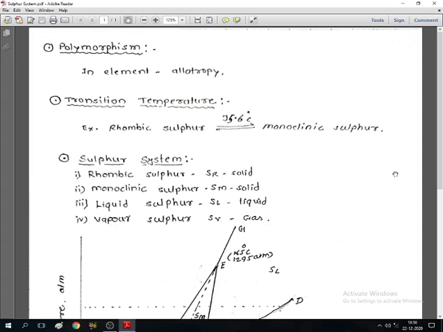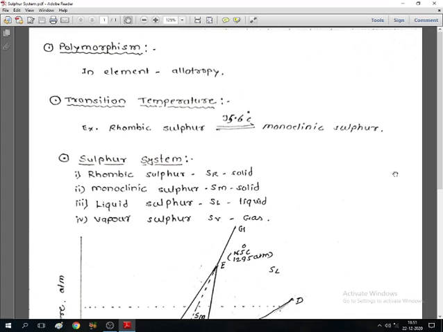For example, we know that sulfur exists in two forms, that is rhombic sulfur and monoclinic sulfur. These two sulfurs are solid in nature, but their physical properties are different, like that of carbon, the graphite and the diamond. Both are crystalline forms, but they show different physical properties.